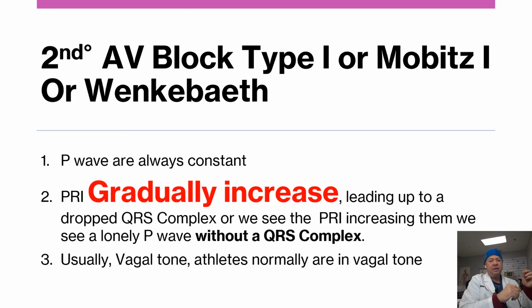In the second degree AV block type 1, or Mobitz 1, the P waves are always constant. They're there all the time. But the PR interval is gradually increasing. It goes increasing, increasing, increasing. It's not constant. And then we're going to follow only a P wave that does not have a QRS complex. Normally, athletes are in these kind of things. It's called vagal tone. Okay? That's just what it is.